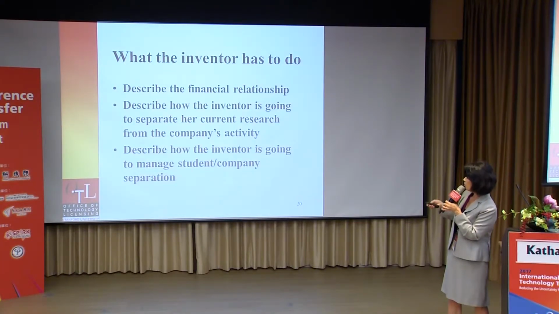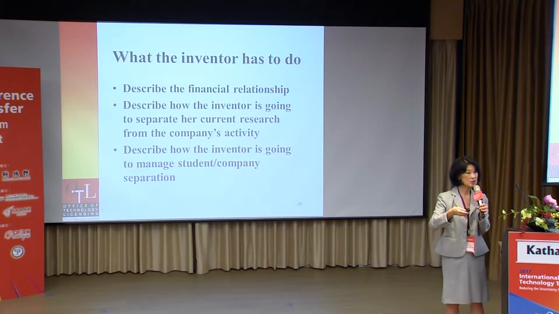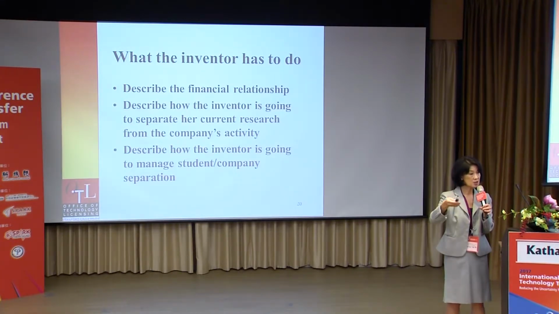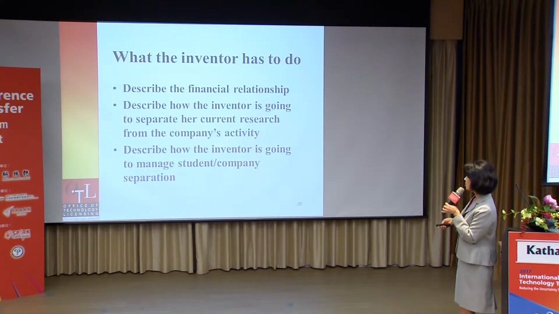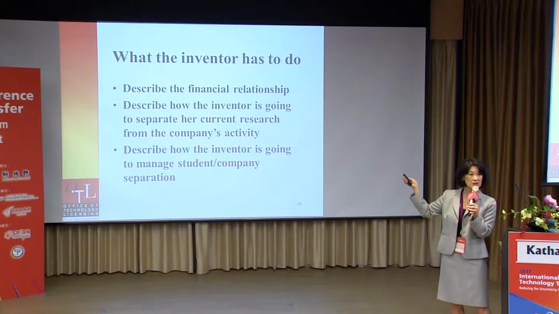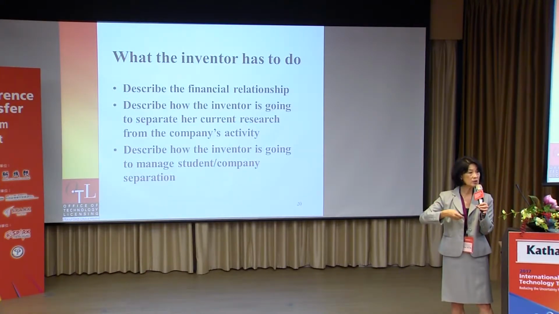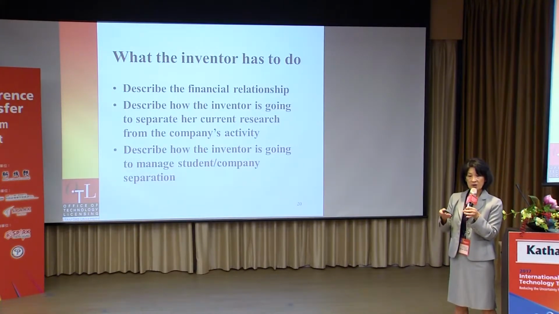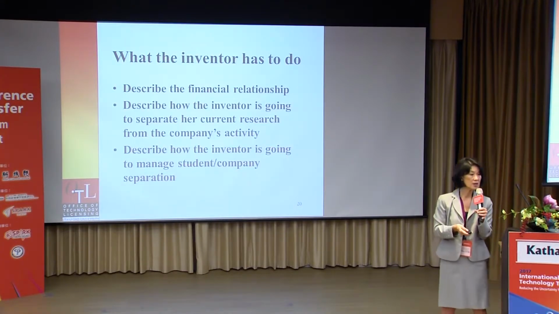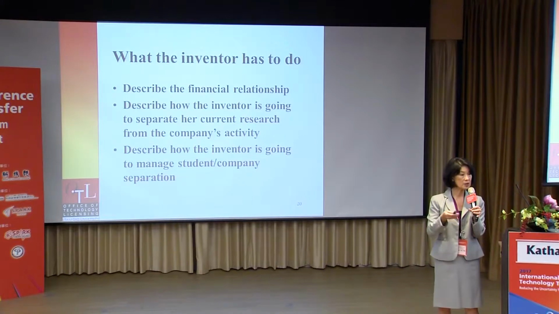What the inventor has to do is describe their financial relationship with the company. They describe, is their relationship a consulting one? Are they going to be on the scientific advisory board, board of directors? And they must describe, this is very, very important, how they're going to separate their research at Stanford from what's going on at the company. This is very important because we need to make sure that what they do at Stanford is for Stanford's benefit. What they do at the company will be for the company's benefit.